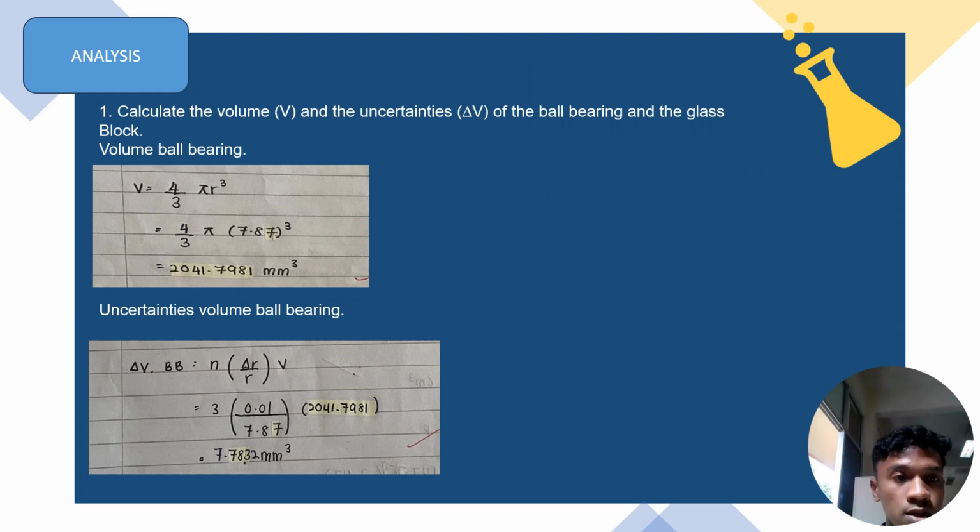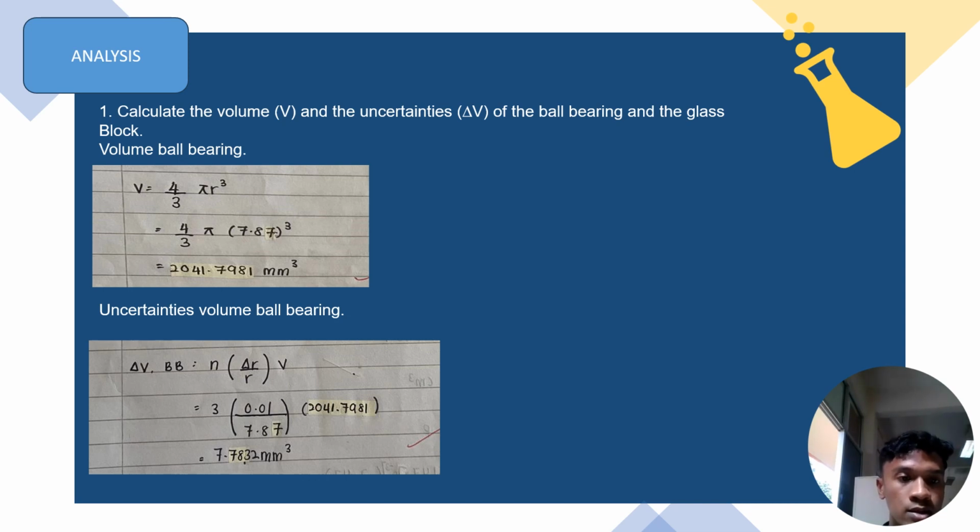So the first question is calculate the volume and the uncertainties of the ball bearing and the glass block. To calculate the volume for ball bearing, we're gonna use the formula 4 over 3 pi r power of 3. So we calculate 4 over 3 pi multiplied by 7.87 power of 3. We got 2041.7981 millimeter power of 3.